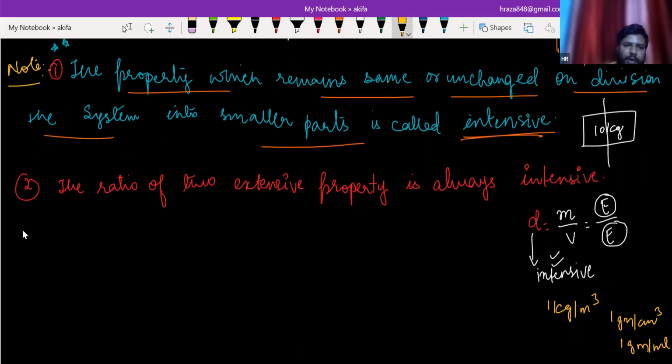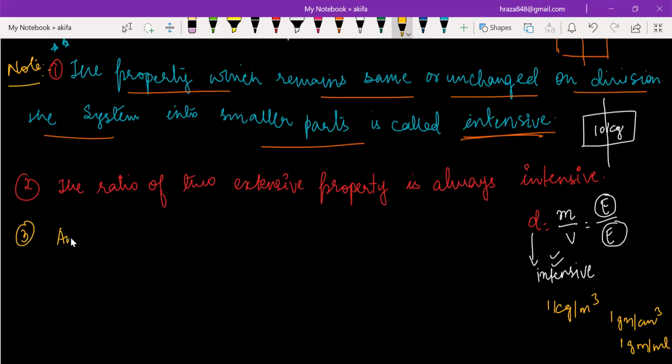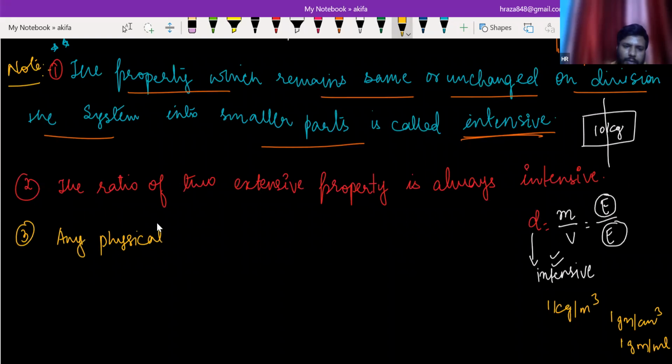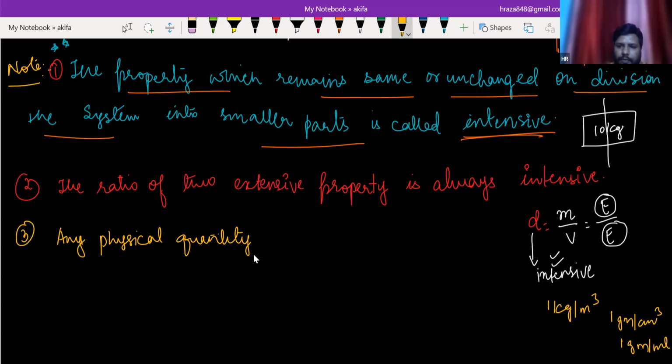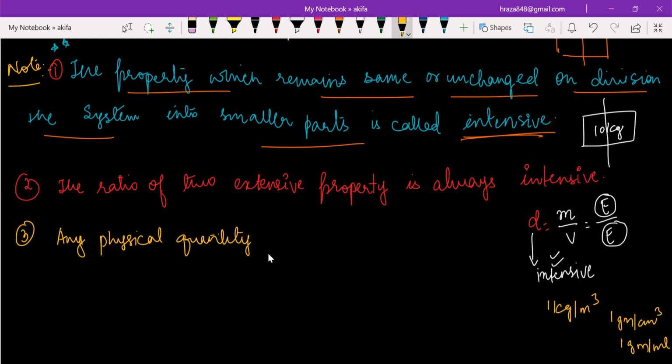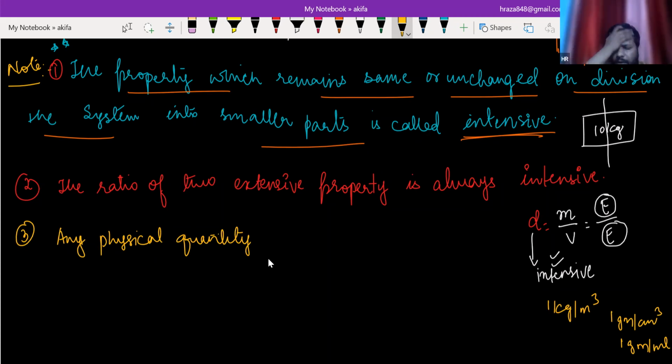Third point. Do you have any doubt regarding this? No. Thank you. So your paper is going to start on 17th, right? Yes. So we are going to end this chapter by tomorrow, because a lot of topics are deleted and we can easily do it.